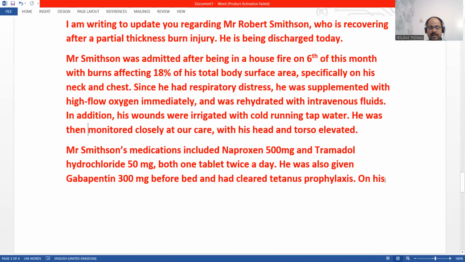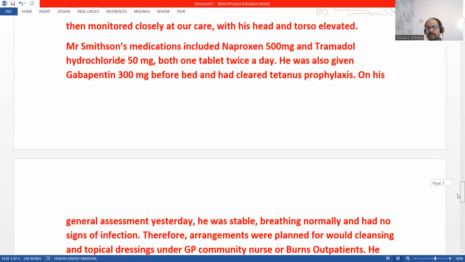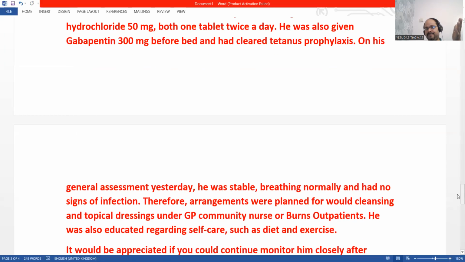Now let's go ahead with the next part. It's about the medications. Mr. Smithson's medications included naproxen, tramadol, with the dosage and the frequency given. He was also given gabapentin, the dosage, and had cleared tetanus prophylaxis. So whatever it is, whether TT was given or it was not given, it all comes under the prophylaxis.